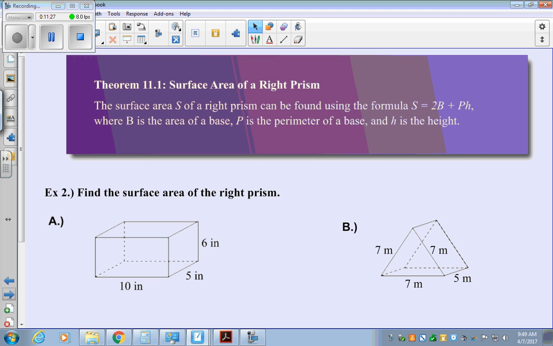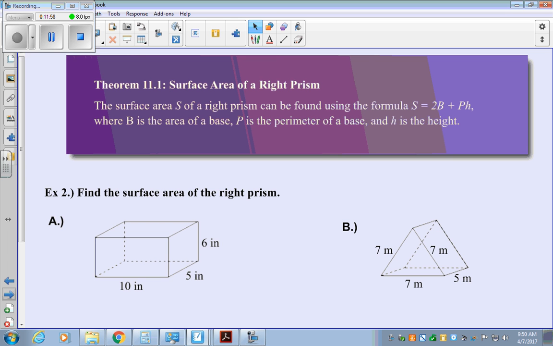All right. Justin, can you read Theorem 11.1 for us? The surface area S of a right prism can be found using the formula S equals 2B plus PH, where B is the area of base, P is the perimeter of base, and H is the height. Remember, the height is the distance between the 2 congruent bases. The 2 bases that are the same. The height is the distance between those 2.